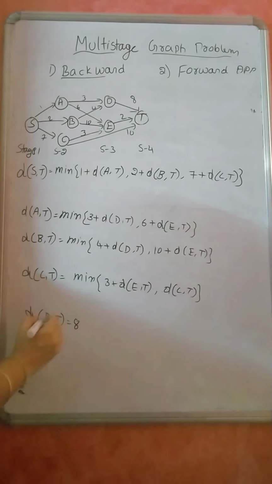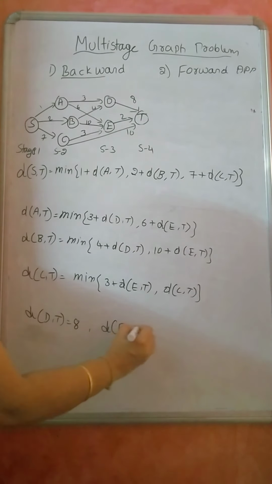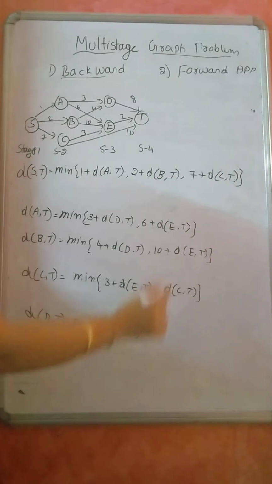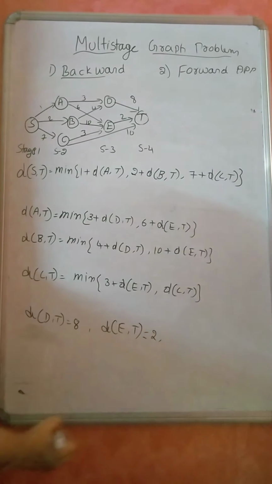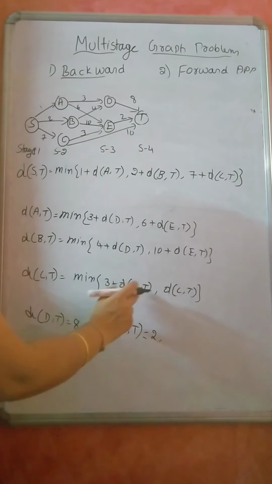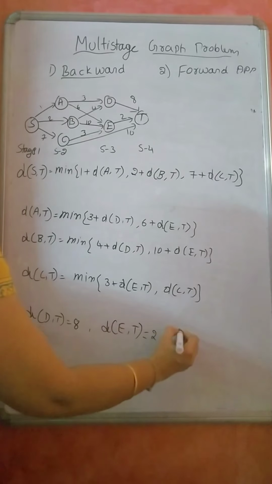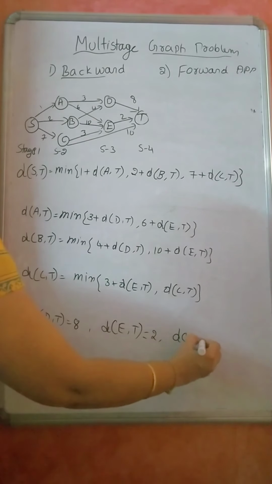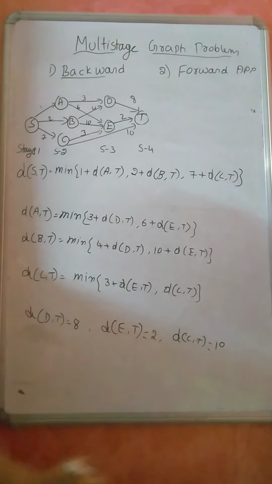Then E to T. So it is distance from E to T. That is this one I am computing now. So how much it is? E to T, 2. Okay. These two are over. D to T is over. E to T is over. Then C to T. So distance from C to T is equal to direct distance 10.